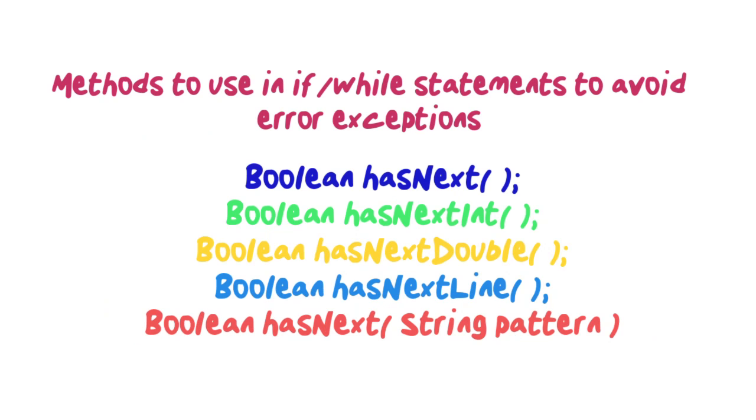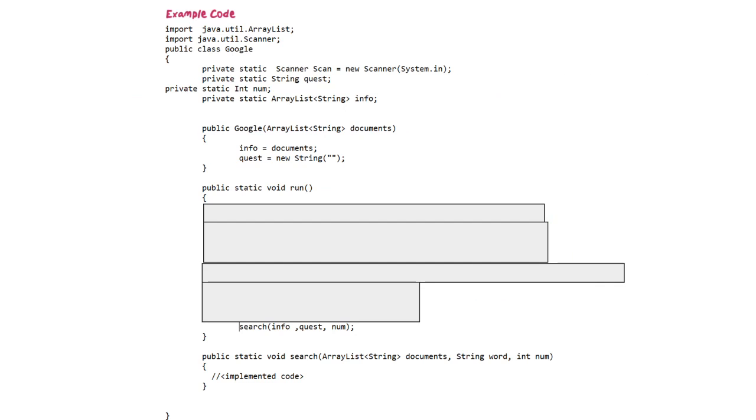There are some Boolean methods that can be used in if statements or while loops to avoid errors like NoSuchElementException and InputMismatchException. If you are only looking for the next token, you can use an if statement, but if you want the Scanner to keep inputting tokens, use a while loop.